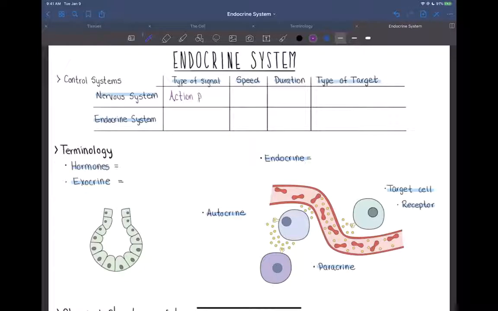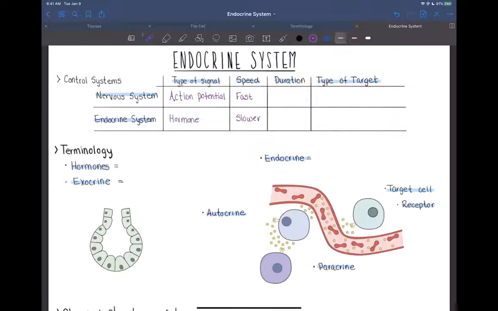Action potential versus the endocrine system, where the signal that is sent is a hormone. Remember, in the endocrine system, hormones are secreted into the blood and then distribute systemically to all of the different organs and tissues in the body. Because of these two different types of signals, the speed between the two is going to be very different. The nervous system is very fast, versus the endocrine system, which is a bit slower because that hormone has to go into the blood and travel through the blood to its target tissue before it has an effect.